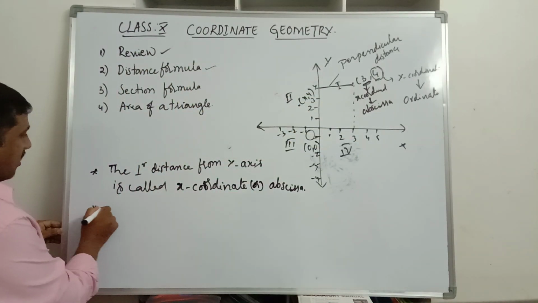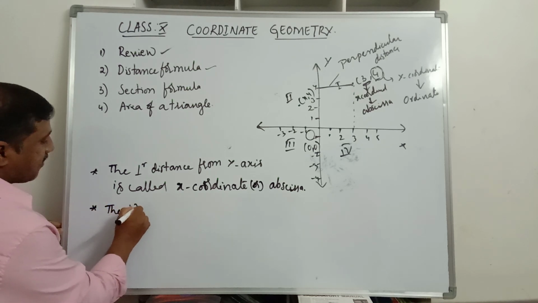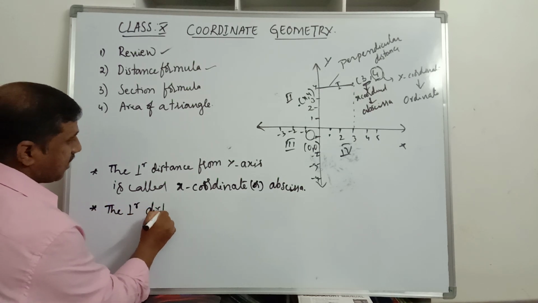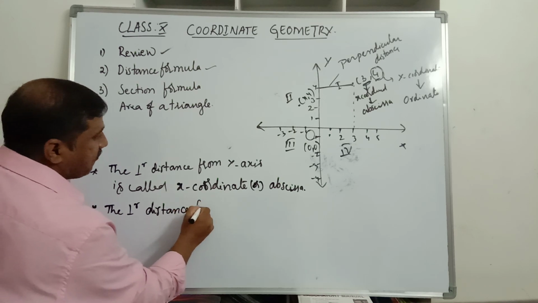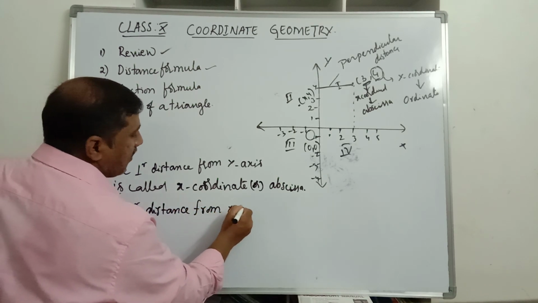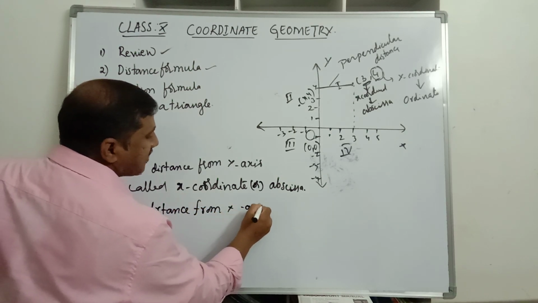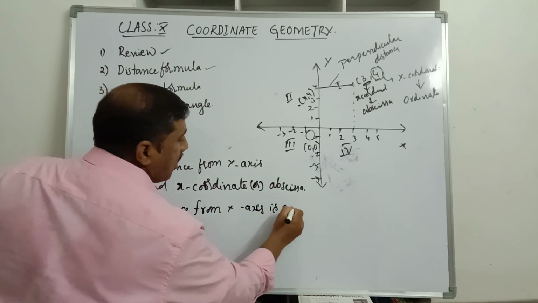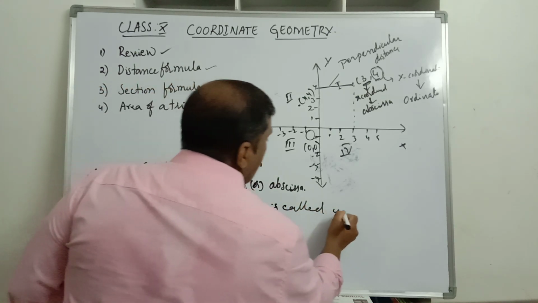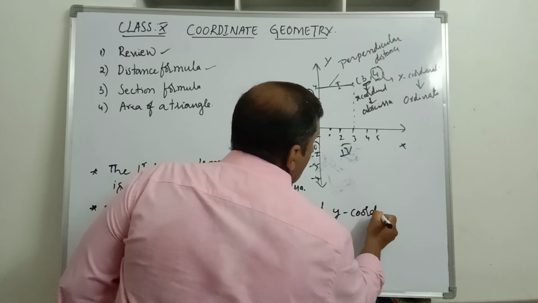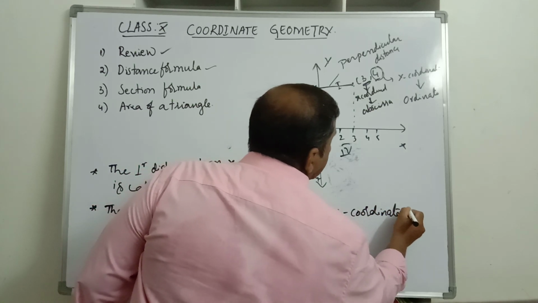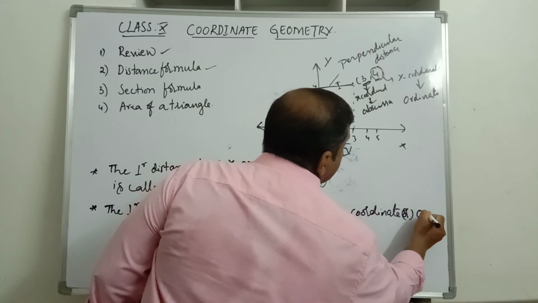Then what do we call the perpendicular distance from the x-axis? It is called the y coordinate, or simply it is called ordinate.